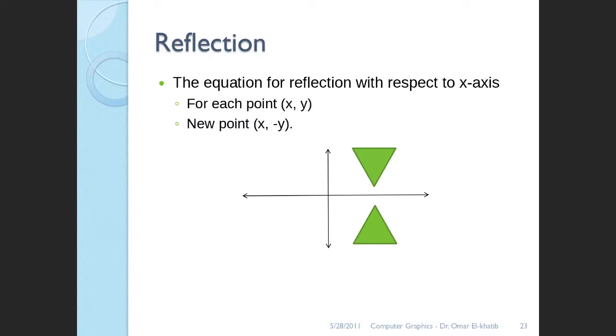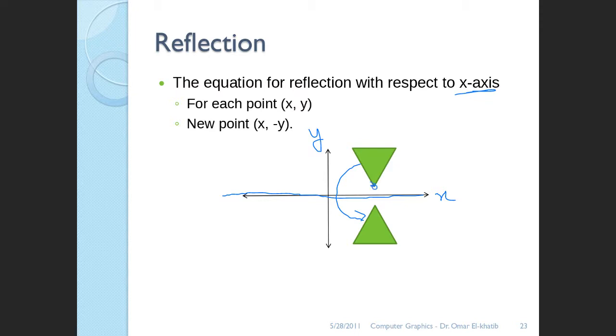The fourth one is the reflection, X. What is reflection? The equation for reflection with respect to x-axis is that for each point x, y, the new point will be x, minus y. This is the x-axis, and this is the y-axis. So we are talking about reflection around the x-axis. When we move it to the next position, you see we have changed around the x-axis from positive top to negative. So it's like rotation around this axis.